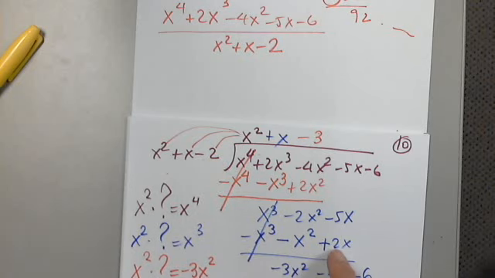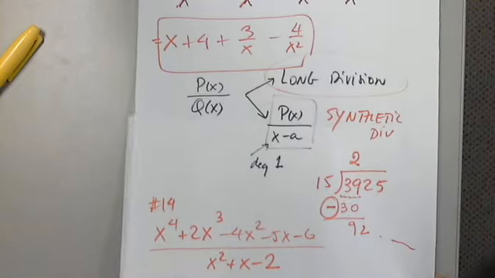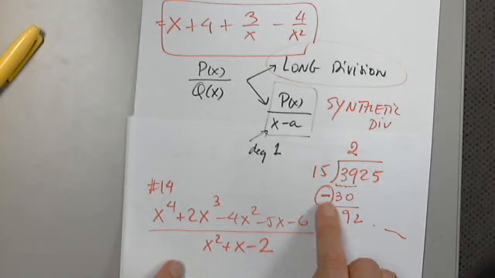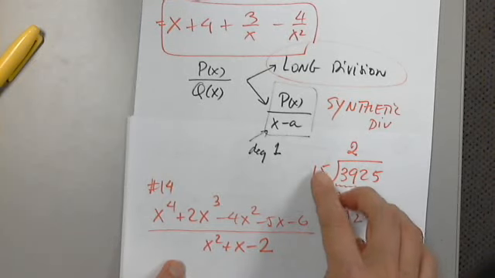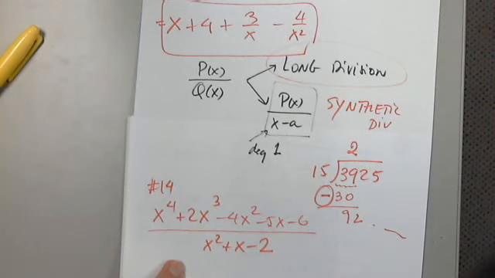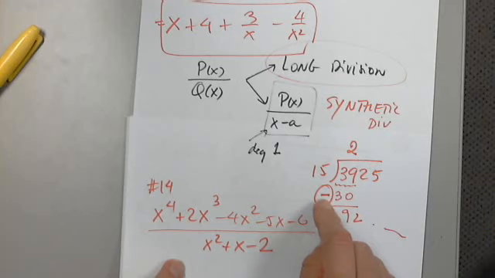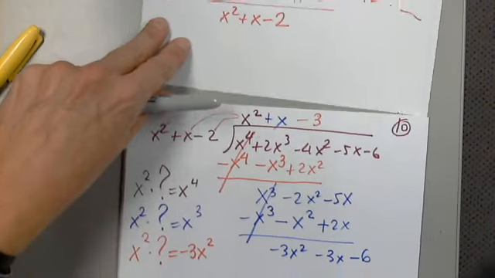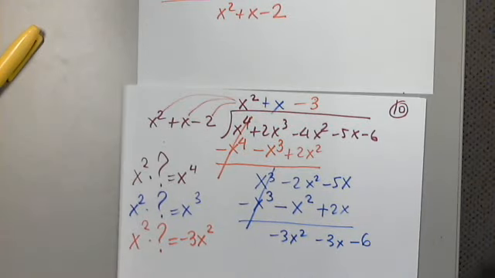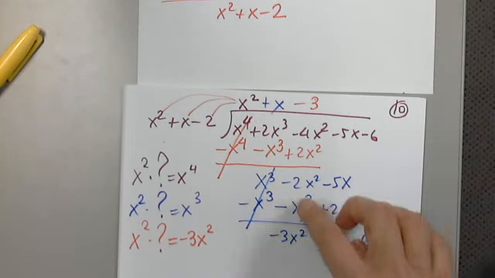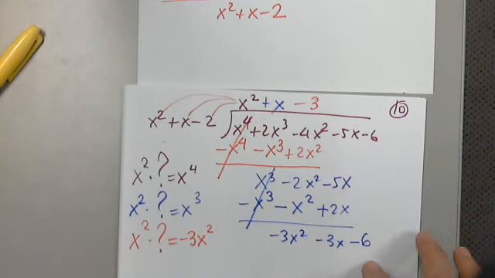X times negative 2 is negative 2x. Change the sign. I know it's confusing a little bit, but only because, and I know 2 times 15 is not negative 30. But I have to change the sign because I subtract. And it's the same procedure, but I know it looks differently. So here's negative, and this is negative, and this is negative 6.